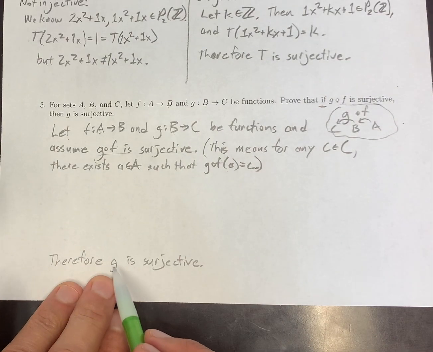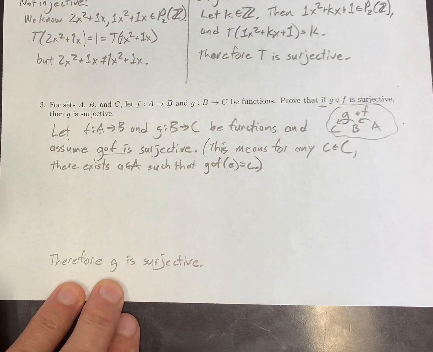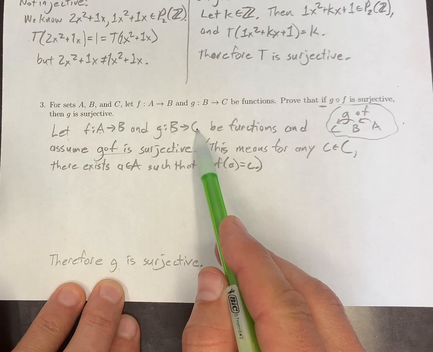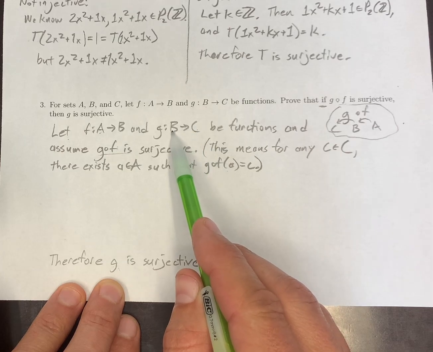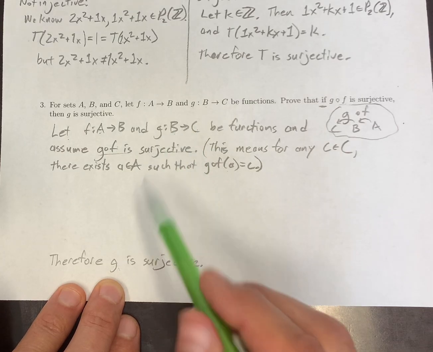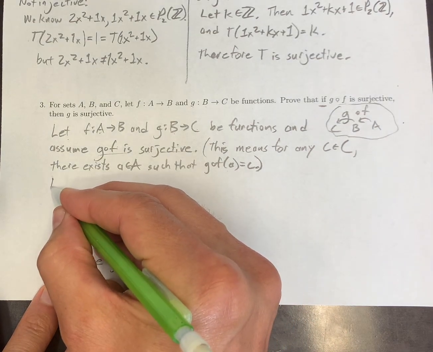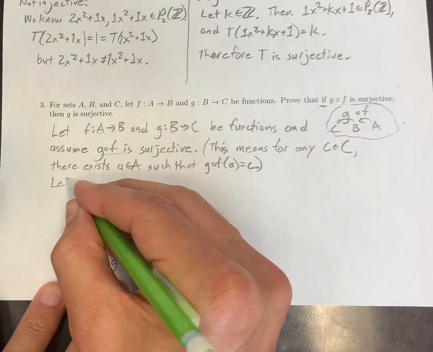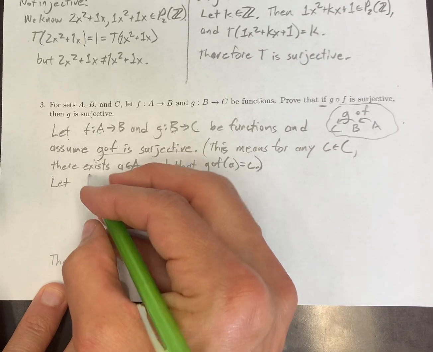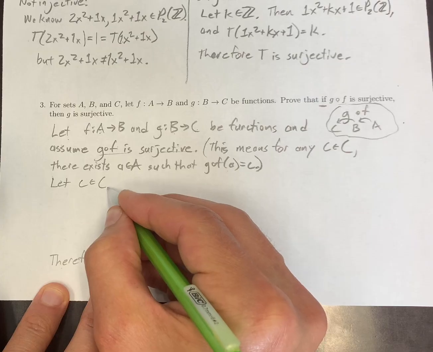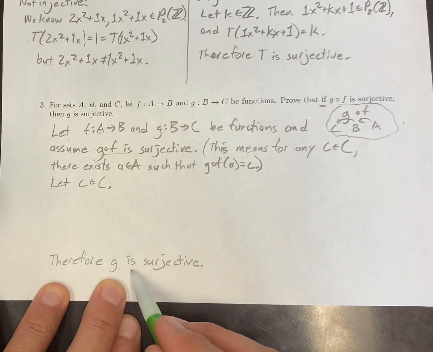What do we want? We want G is surjective. What does that mean? To have G be surjective means we need to pick something in the codomain of G and find something in the domain of G that maps to it. So in order to prove this, that's what I want. For my proof, I'm going to let C be an element of the codomain of G.